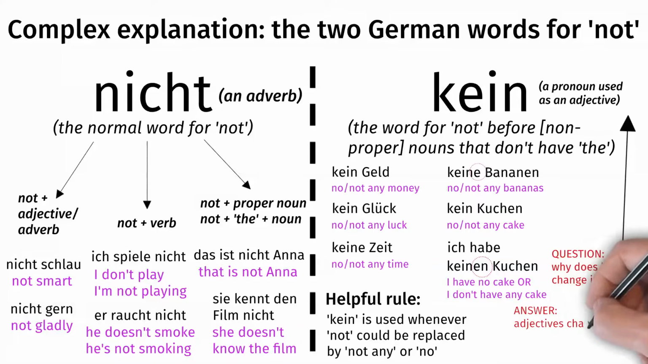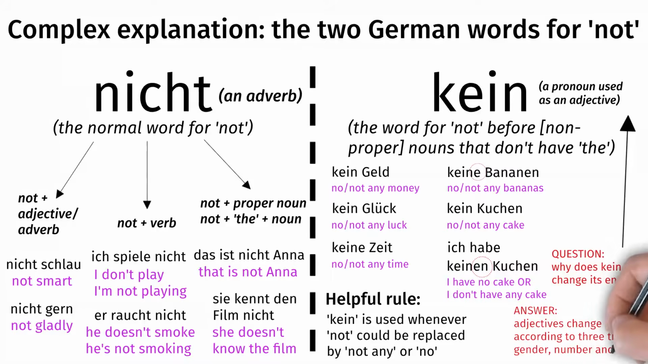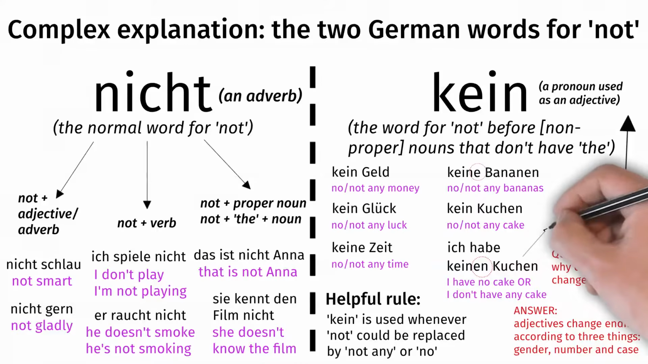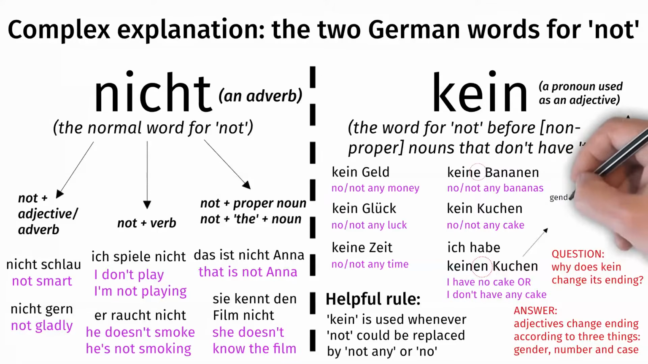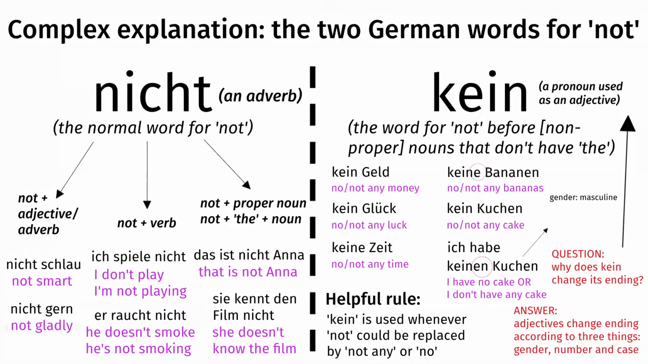And adjectives change ending according to three things: gender, number, and case. And if we look at Kuchen a bit more closely in this sentence, we'll see firstly, its gender is masculine, it's der Kuchen. Hopefully you've learnt that when you've memorized this word. Secondly, its number is singular. There's only one cake. There's not more than one cake, there's only one, or at least one that you don't have. And thirdly, its case is accusative. That means it's the object of the verb haben. It's being acted on by the verb haben. It's not in charge of the verb at all.